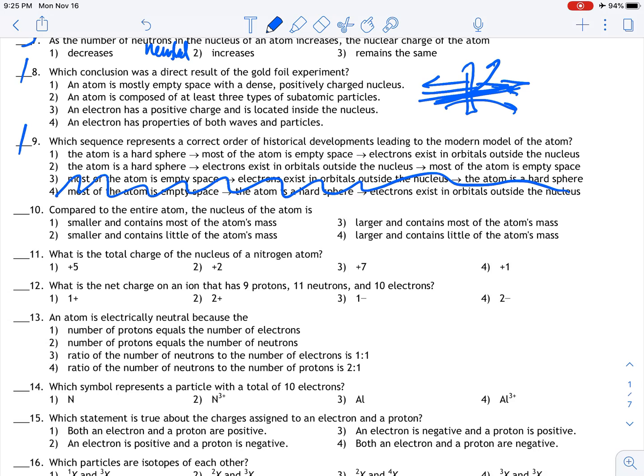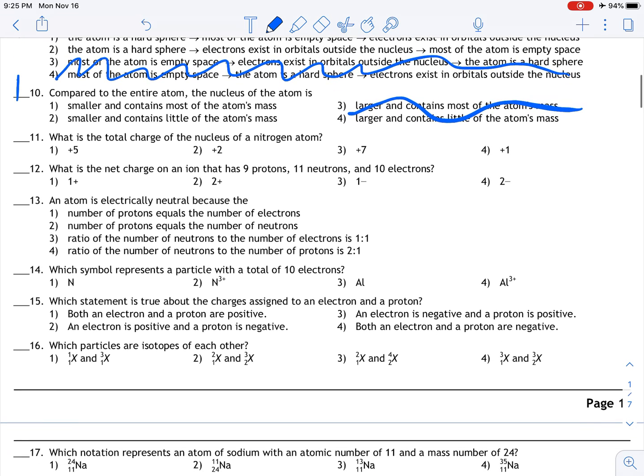That's right. Orbitals came after because we had to first figure out electrons were outside that nucleus and all that space. Compared to the entire atom, the nucleus is very small and contains most of the mass. Because remember, electrons are basically 0, but they do have a little bit of mass, so that's why it's not all the mass, it's most of the mass.